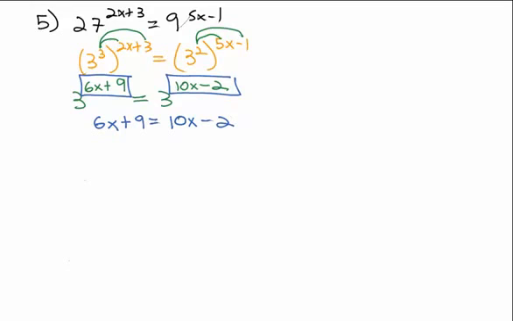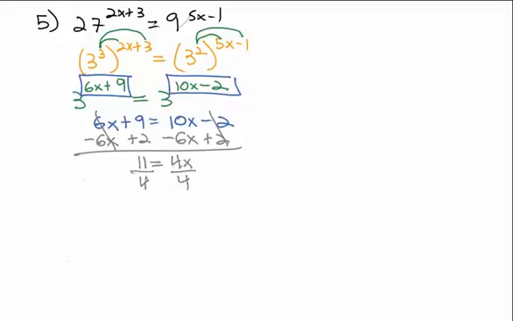And from there, it's just a simple linear equation. Subtract the 6x's, so they're all on one side. Add 2, so the numbers are all on the same side. And we have 11 equals 4x. Divide both sides by 4, and x equals 11 fourths. Let's try one more that's interesting like that.